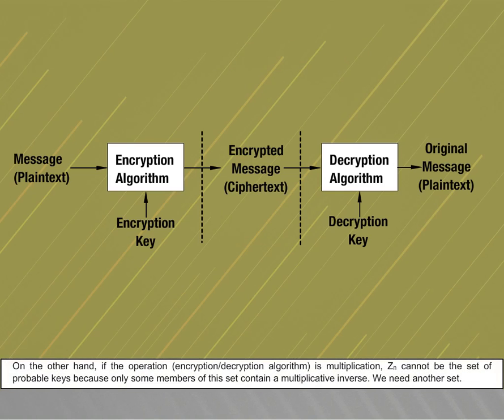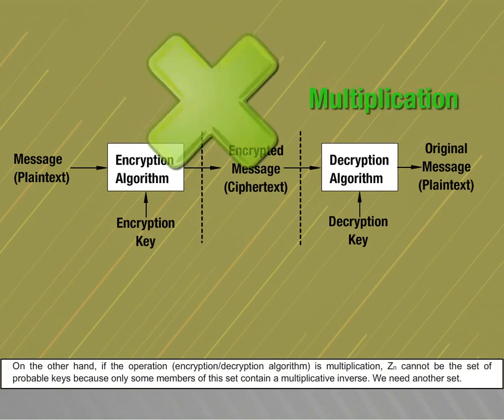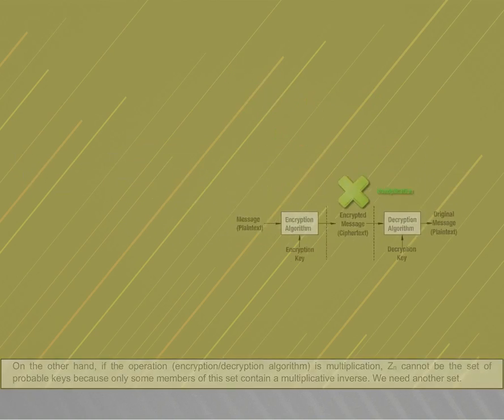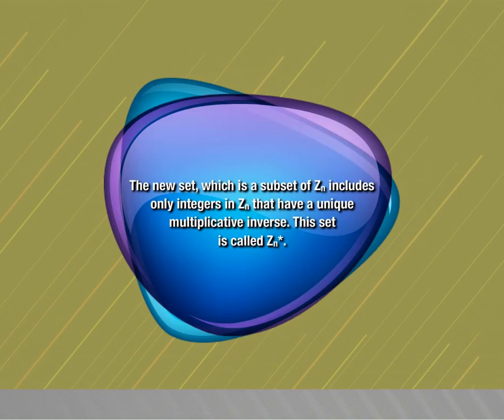On the other hand, if the operation, that is the encryption or decryption algorithm, is multiplication, Zn cannot be the set of probable keys because only some members of this set contain a multiplicative inverse. We need another set. The new set, which is a subset of Zn, includes only integers in Zn that have a unique multiplicative inverse. This set is called Zn group.